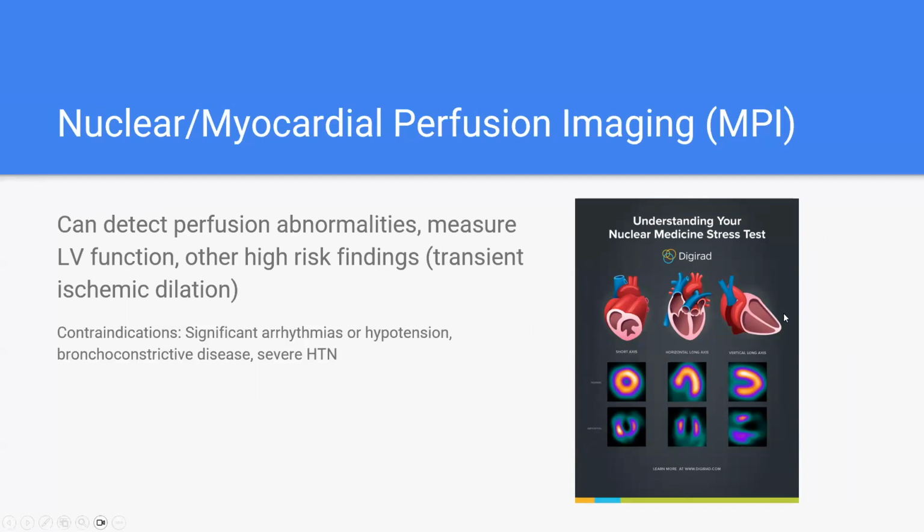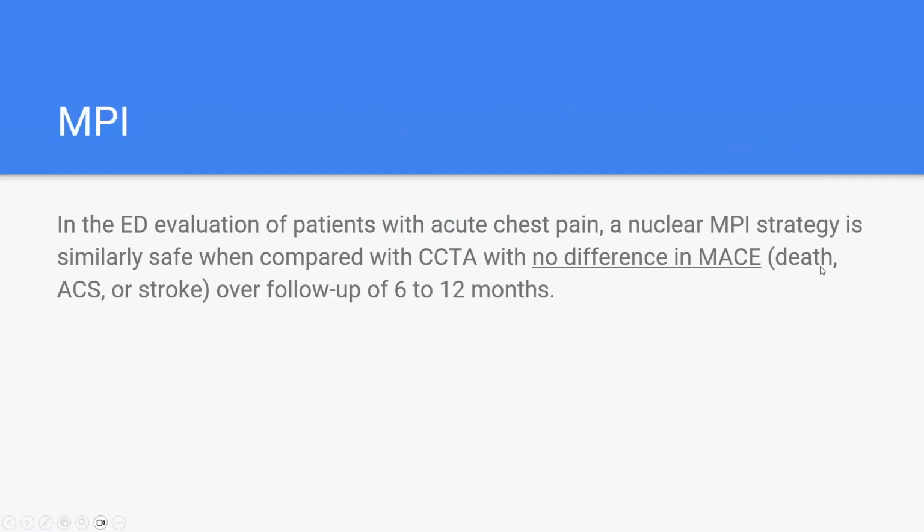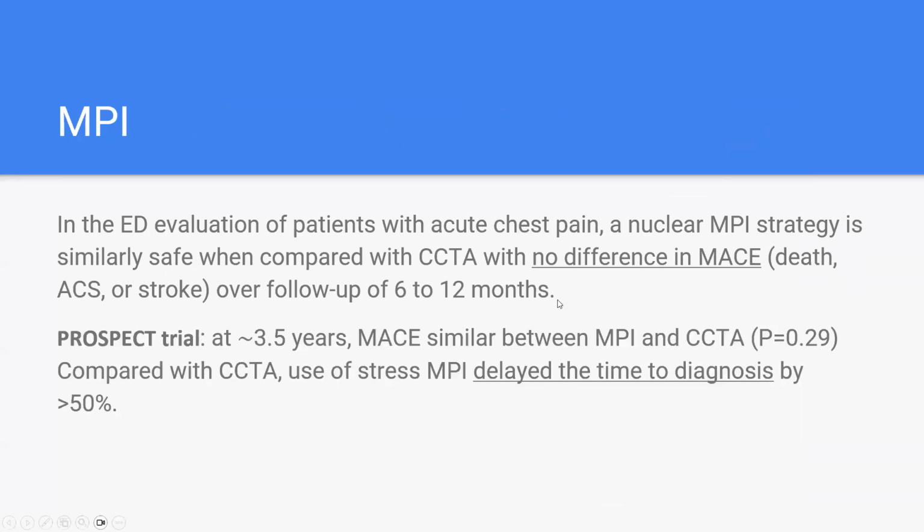Contraindications, of course: severe arrhythmias, hypotension, bronchoconstrictive disease, severe hypertension. Some more on the stress test. Just showing that stress test is okay. Stress test compared with CCTA, both are equally effective in reducing the risk of MACE at follow-up. However, the stress test does tend to delay time to diagnosis by a good bit compared with the coronary CTA.